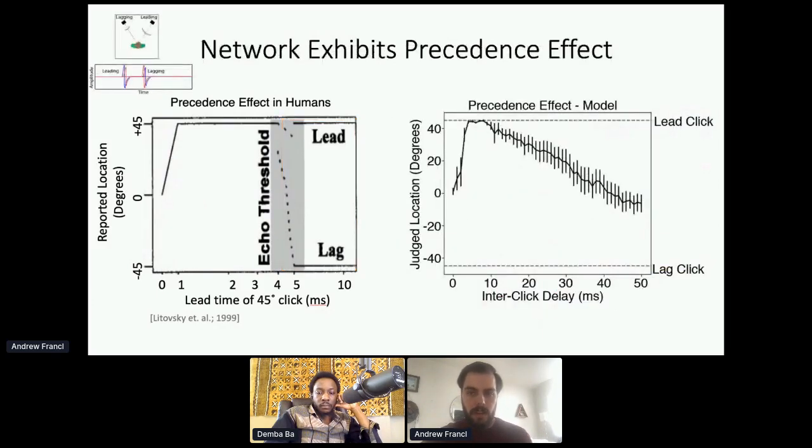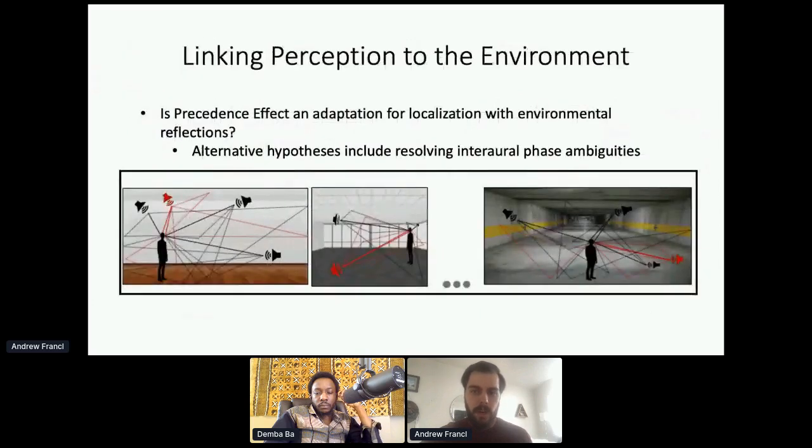So as previously seen, our network also exhibits this strong preference for the leading click at short time delays, and then that preference degrades over time. And a natural question is, of course, why do humans display this behavior? And one theory is that the precedence effect is an adaptation for localizing in environments with reflections.